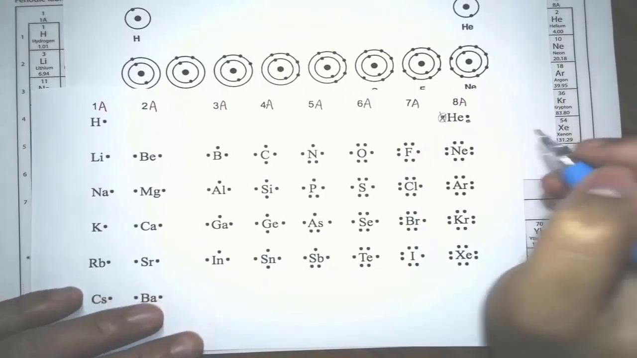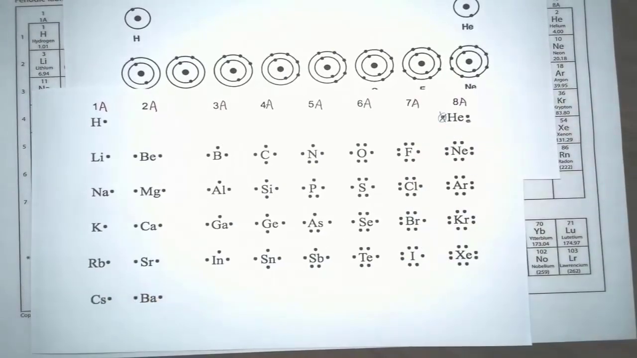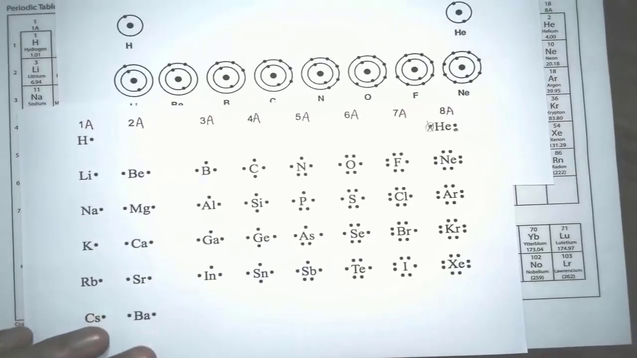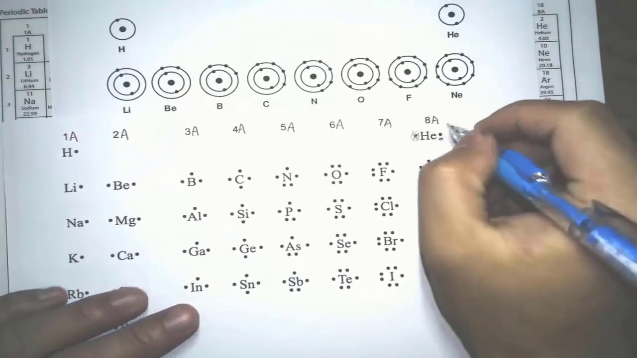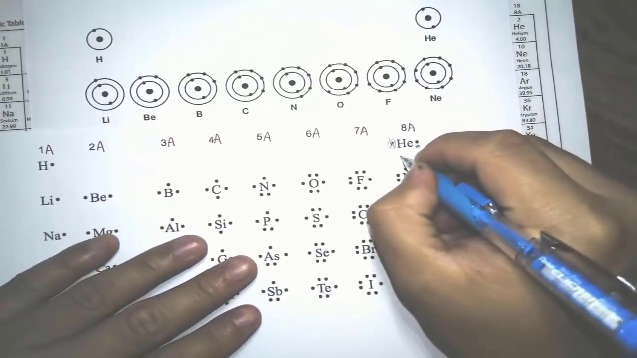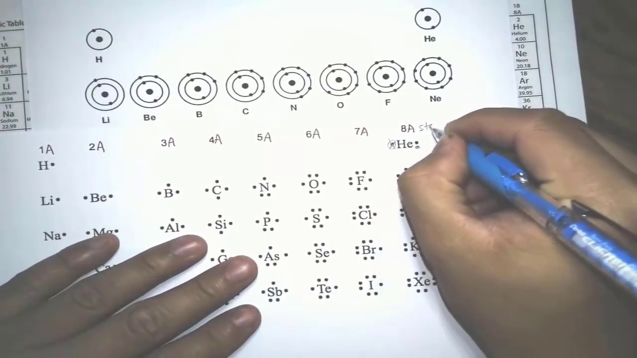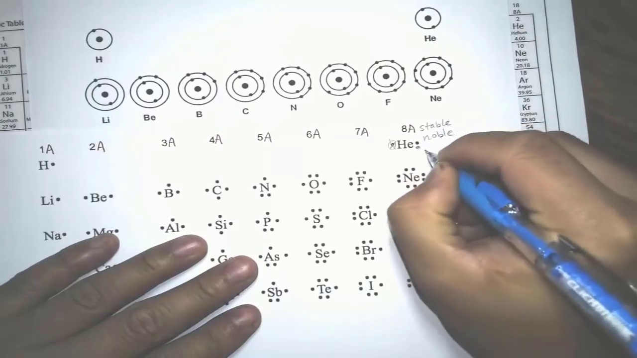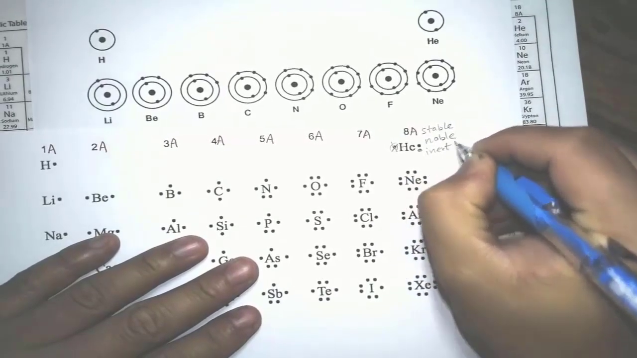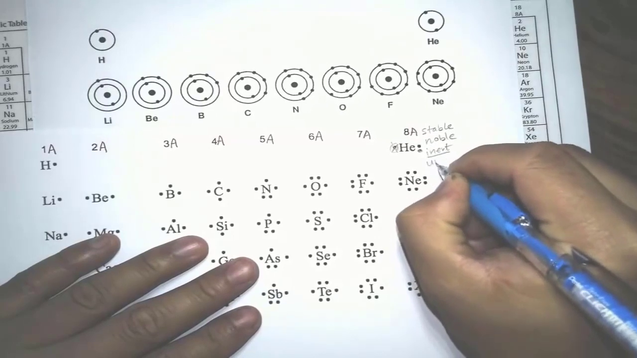First of all, this electron right there is supposed to be right there, so ignore that part. The way it works is like this. The only group on the periodic table that is stable or unreactive is this group right here, 8A. We call these the noble gases, and they are considered inert, or another word, unreactive.